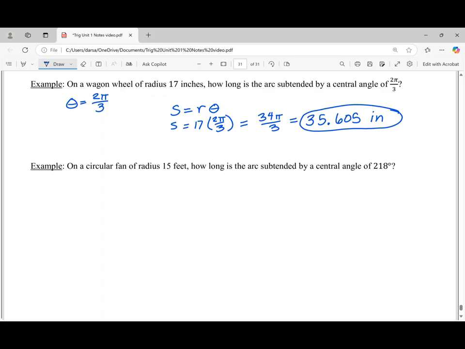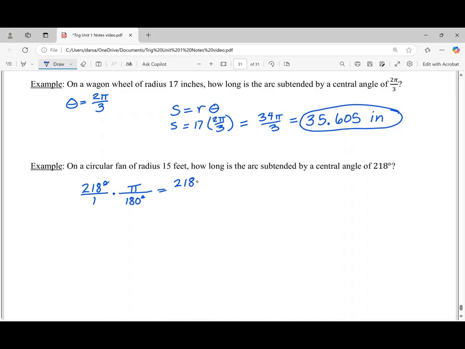Finally, on a circular fan of radius 15, how long is the arc subtended by the angle 218 degrees? We can see here that the angle is not measured in radians, so we need to convert it to radians. So remember, we start with 218 degrees over 1. We're going to multiply this by pi over 180. We want the 180 degrees to cancel the 218, and remember 180 degrees is pi radians.